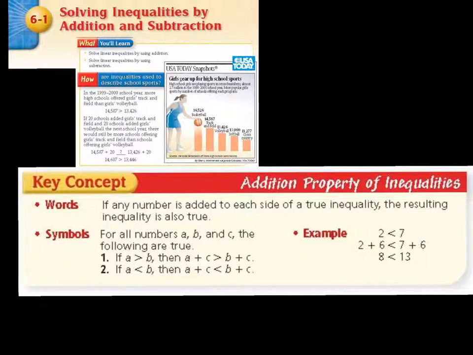If any number is added to each side of a true inequality, the resulting inequality is also true. So symbolically, for all numbers a, b, and c, the following are true. If a is greater than b, then a plus c is greater than b plus c. If a is less than b, then a plus c is less than b plus c. And in numbers, if 2 is less than 7, which it is, and we add 6 to both sides, 8 is still less than 13.